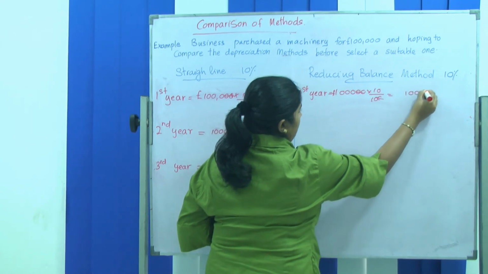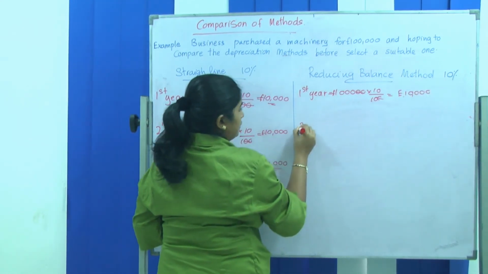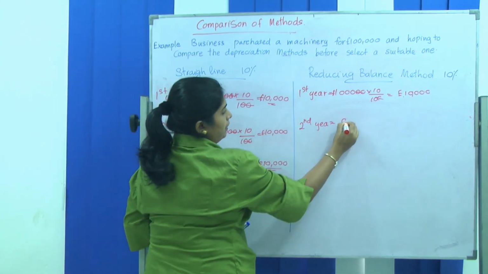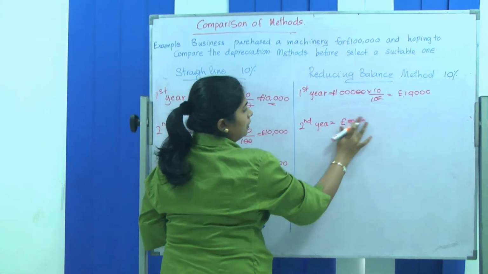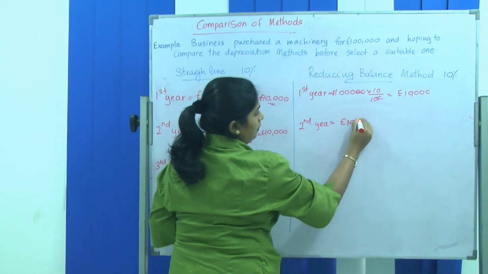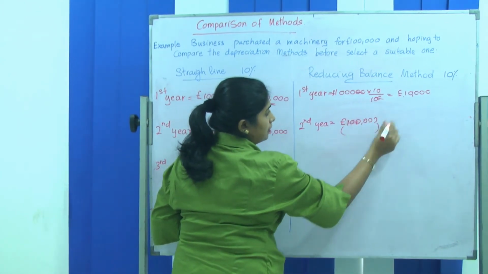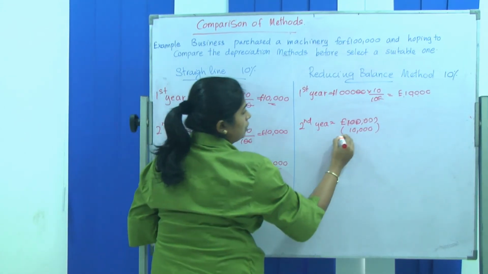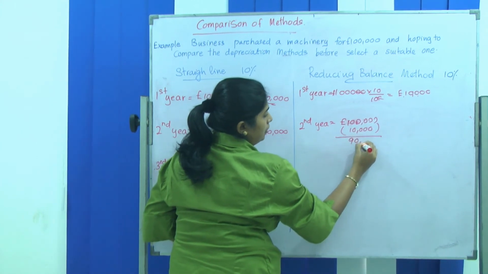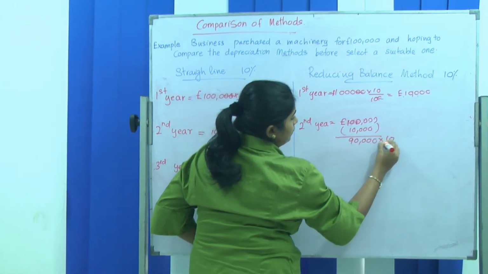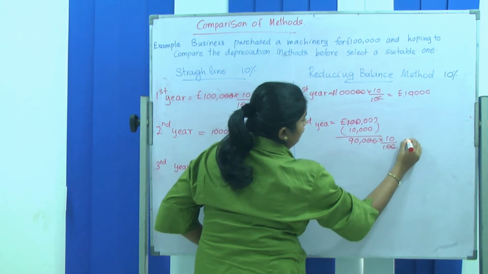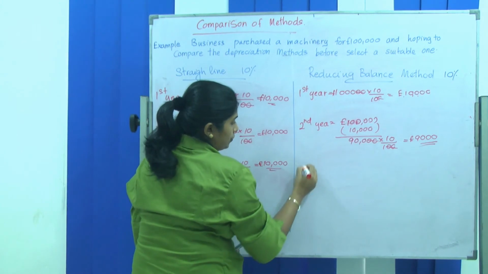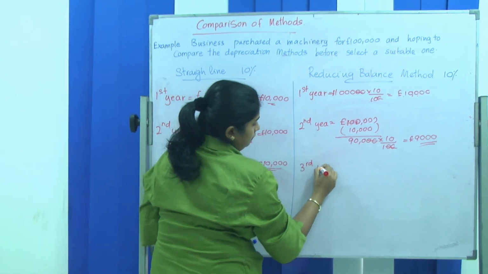First year it will be 10,000 pounds. Then the second year, before you calculate the depreciation charge from 100,000 pounds, you have to subtract the previous year, that means the first year's depreciation charge. That means 10,000 subtracted, 90,000 into 10%, 9,000. Okay.